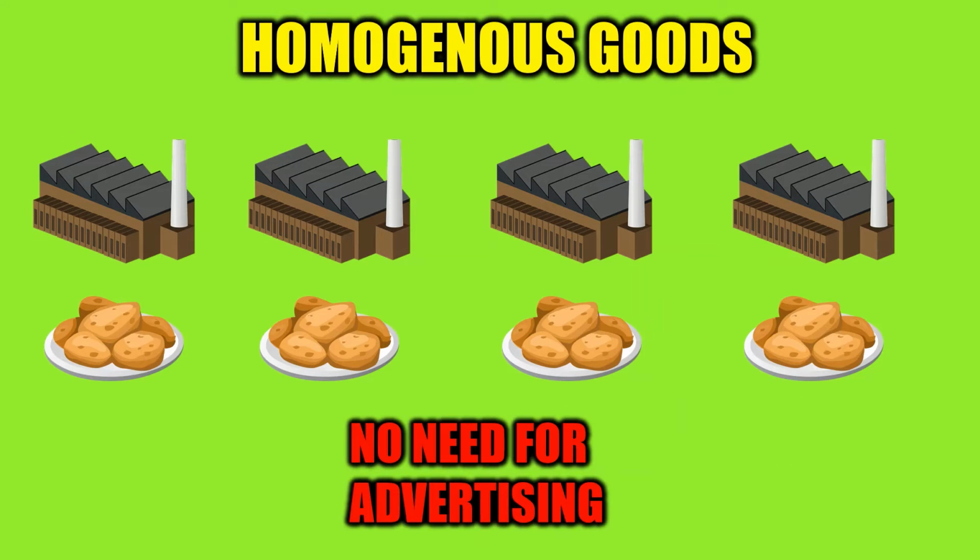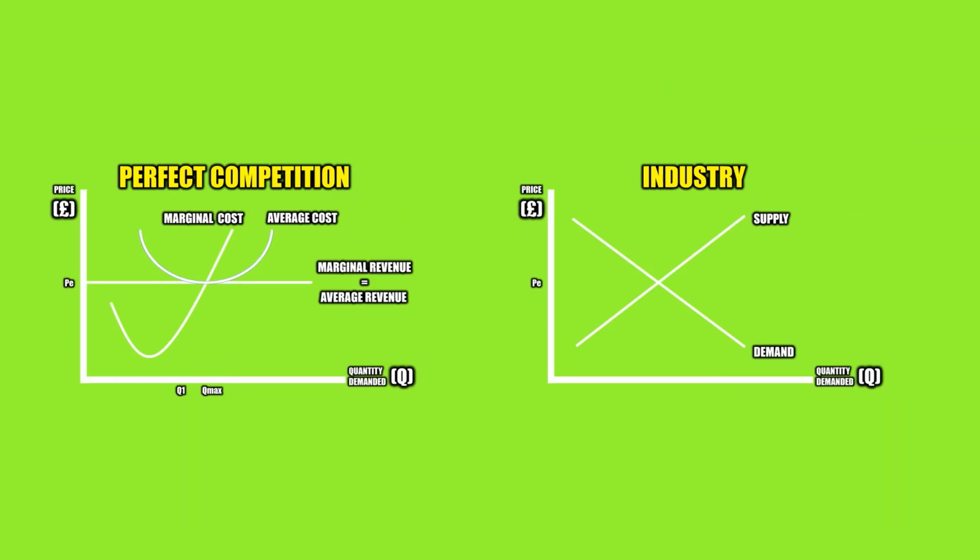And since all goods and services are identical or homogenous, there is no need for firms to spend money on advertising their good or for branding. Now let's look at the diagram for perfectly competitive markets. With the industry graph, the price will occur when supply meets demand at equilibrium, and the same price will be in the perfect competition graph.